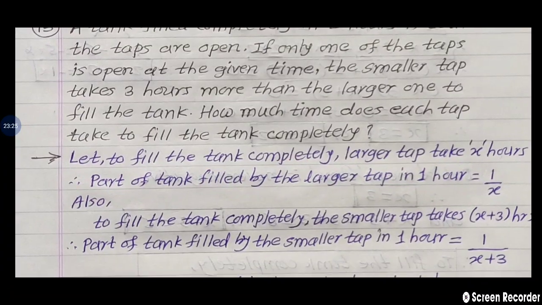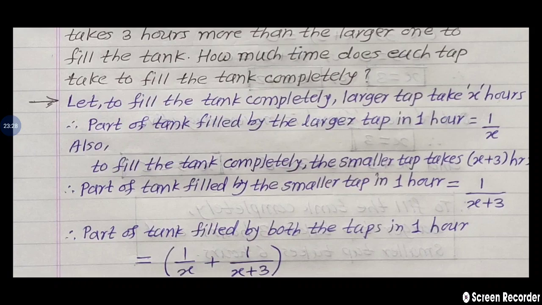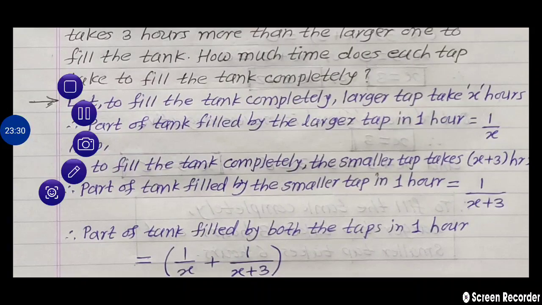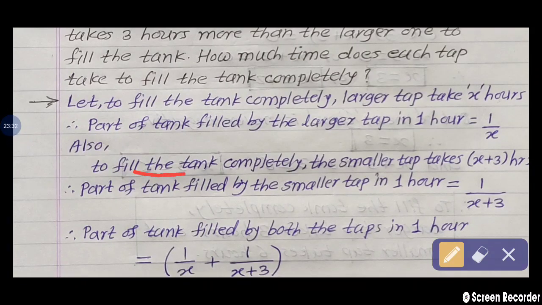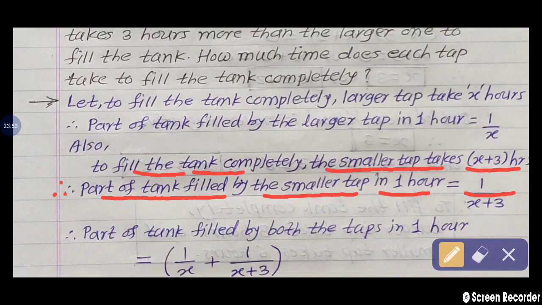Also, to fill the tank completely, the smaller tap takes 3 hours more. So x plus 3 hours. And therefore, the part of the tank filled by the smaller tap in 1 hour is equal to 1 upon x plus 3.